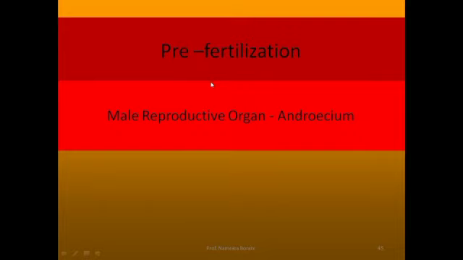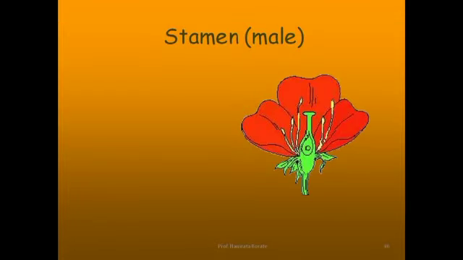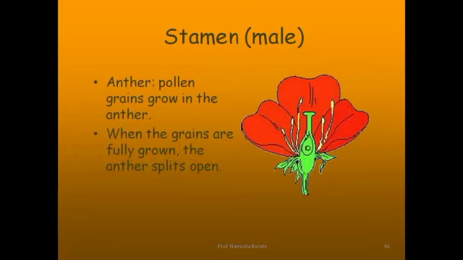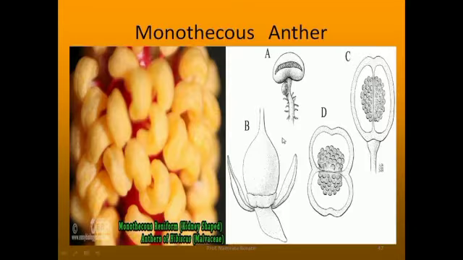In pre-fertilization, the first point we discuss is the male reproductive organ. The male reproductive whorl of the flower is called the androecium. An individual member of the androecium is called a stamen. A stamen consists of three parts: first the anther, second the filament and third the connective. So let's start with the first one, the structure of the anther.